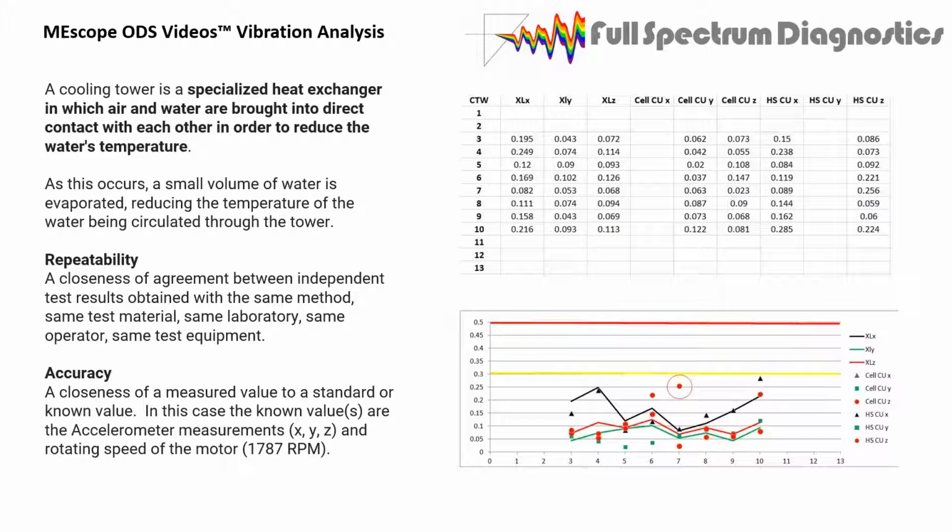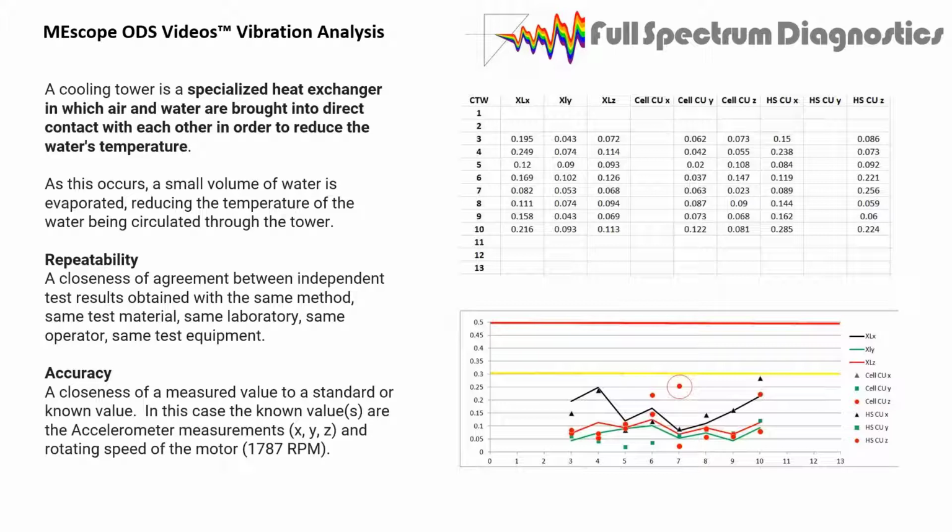Accuracy is a closeness of measured value to a standard or known value. We're going to use our accelerometer, okay? In this case, the known values, there's 2 of them, would be the accelerometer measurements, and we took X, Y, and Z measurements on each of the motor housings on the outboard end.